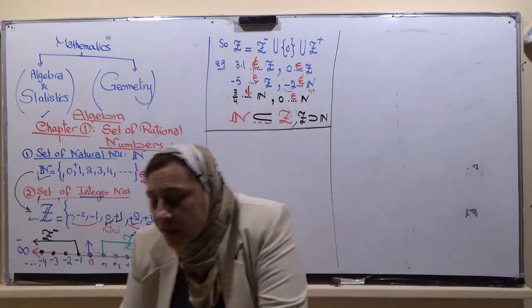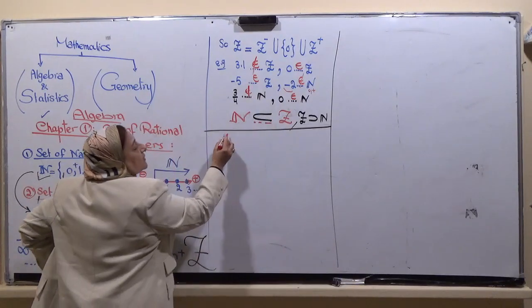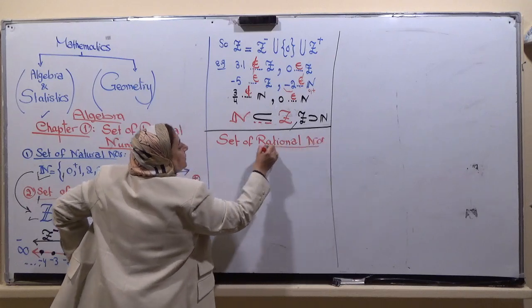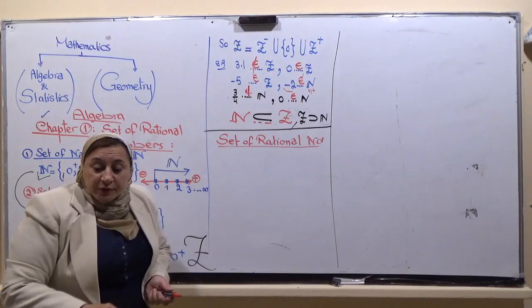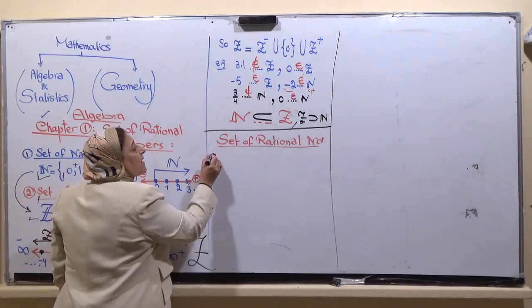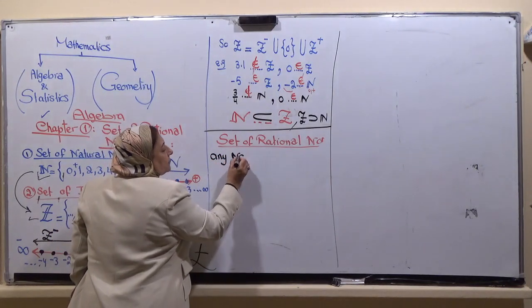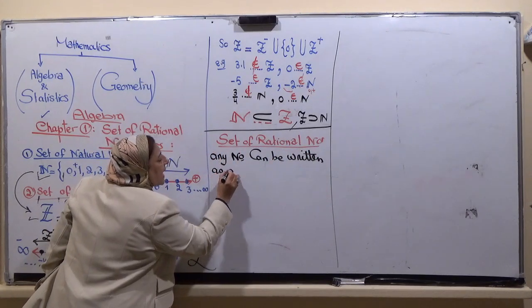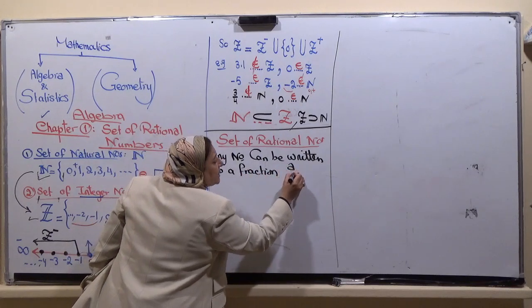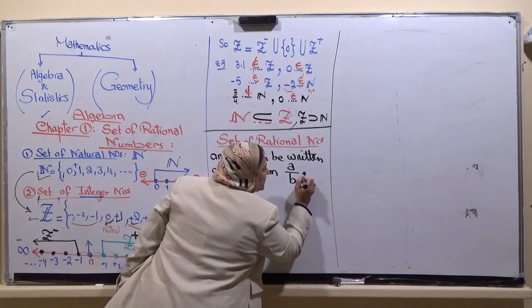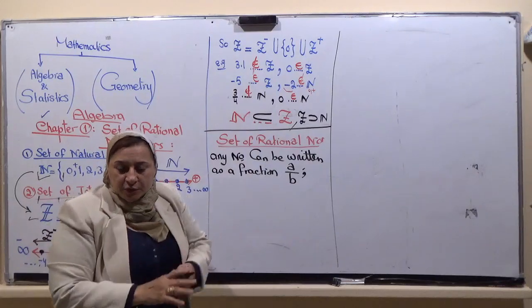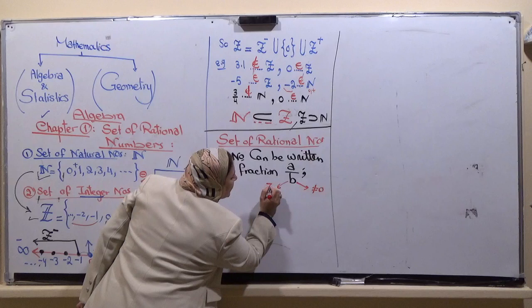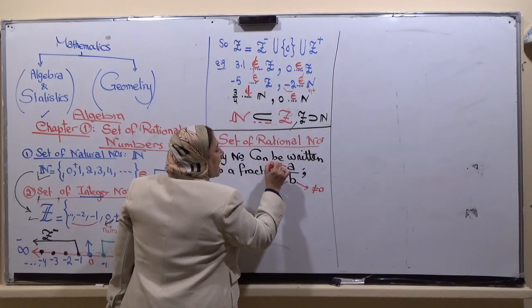Very good. Today I will work with you on a new set, the set of rational numbers. Rational numbers are all values, any number that can be written as a fraction, like A over B, so that B is non-zero. But B is an integer, and A also is an integer.